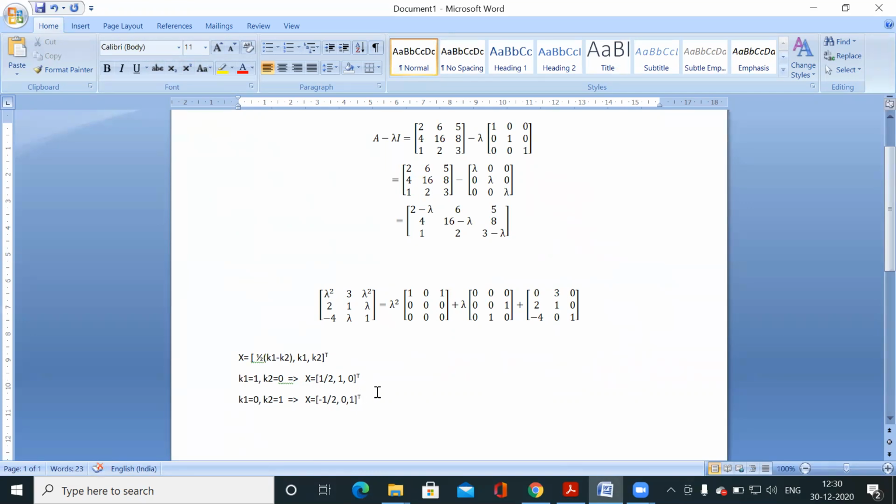You can verify, you cannot find this as a multiple of this, or this vector as a multiple of this. You multiply any number in this, you will not get that, and multiply any number in that, you will not get this. So these are two independent eigenvectors. So this is the trick for how to find independent eigenvectors corresponding to a repeated eigenvalue.